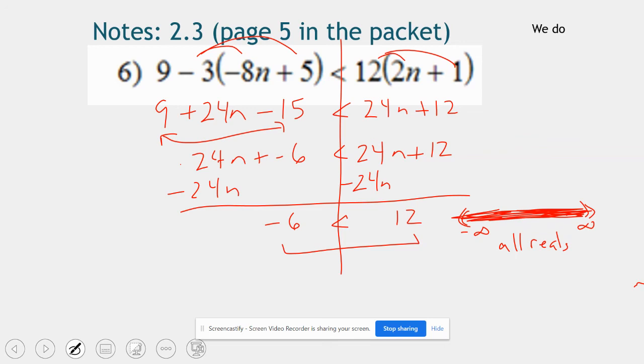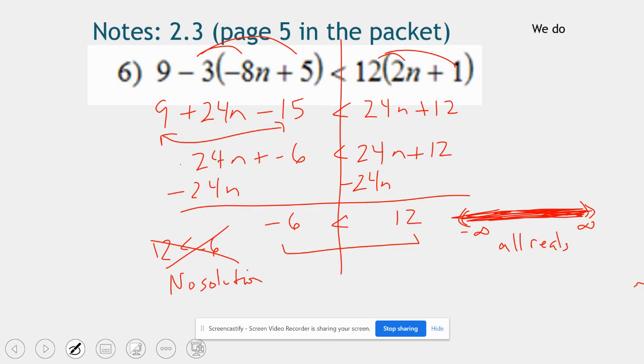It's everything, just to make sure they know it's not a blank number line. If you got to this place and this was not a true statement, you would write no solution. So if it said 12 is less than negative 6, that would not be true, and so you'd write no solution. And you could do a blank number line or just not shade on the number line, but you definitely want to write no solution.